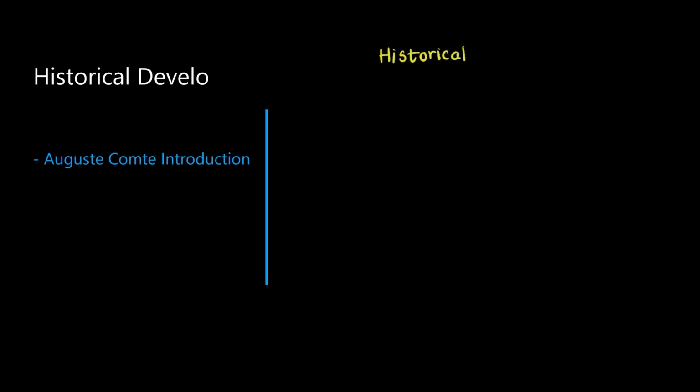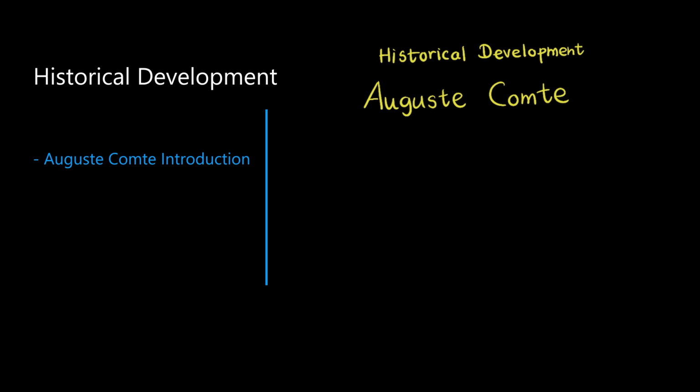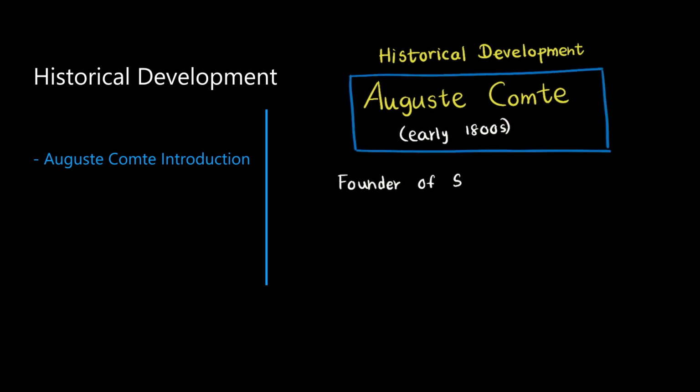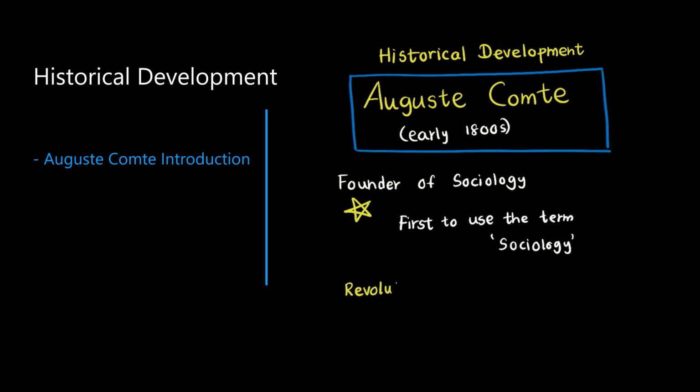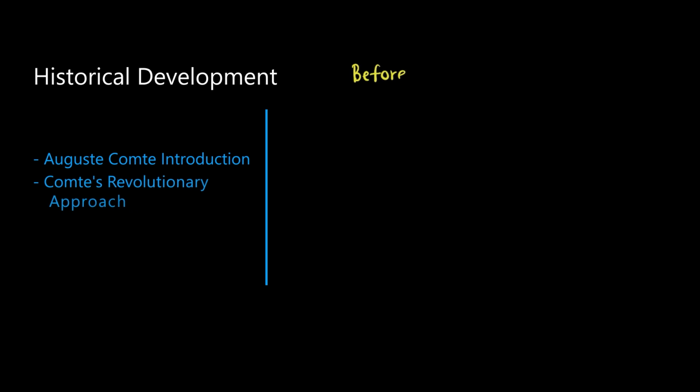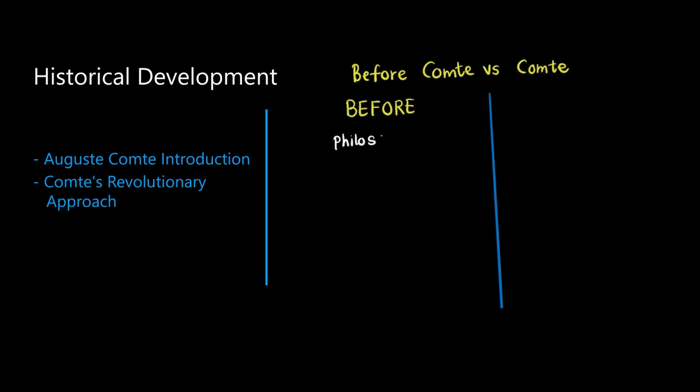Now let's shift gears and talk about how sociology developed as a discipline. Understanding this history isn't just interesting, it's crucial for grasping why sociology approaches things the way it does. The term sociology was first used by Auguste Comte in the early 1800s. Comte is considered the founder of sociology as a method of study, and what made him revolutionary was his approach. Before Comte, philosophers like Confucius and Plato thought deeply about the nature of society, but they were primarily engaged in philosophical speculation. Comte was different.